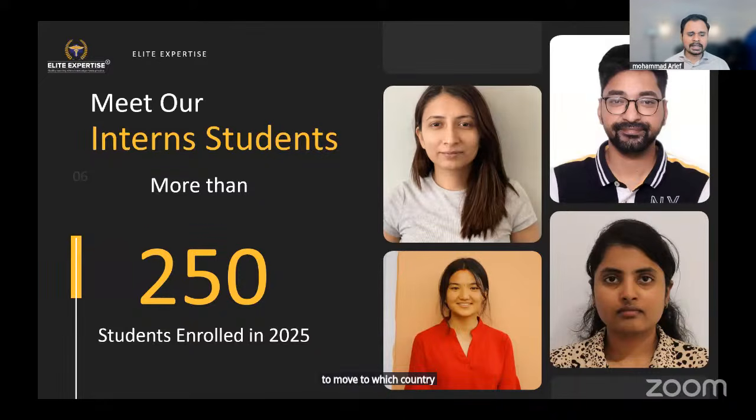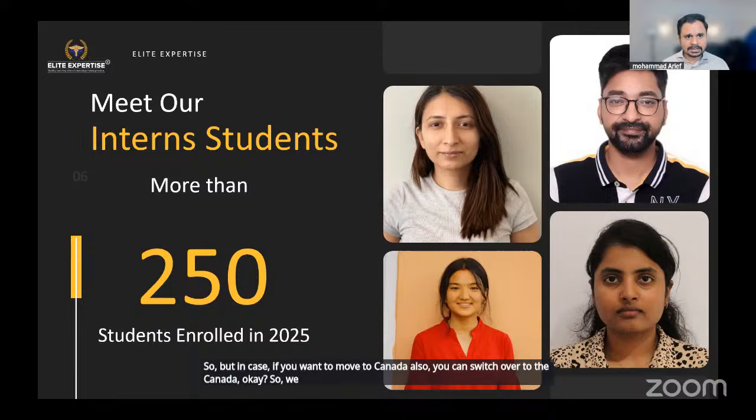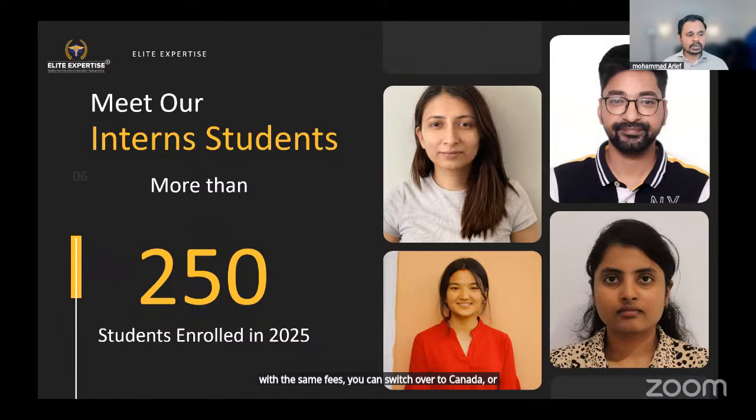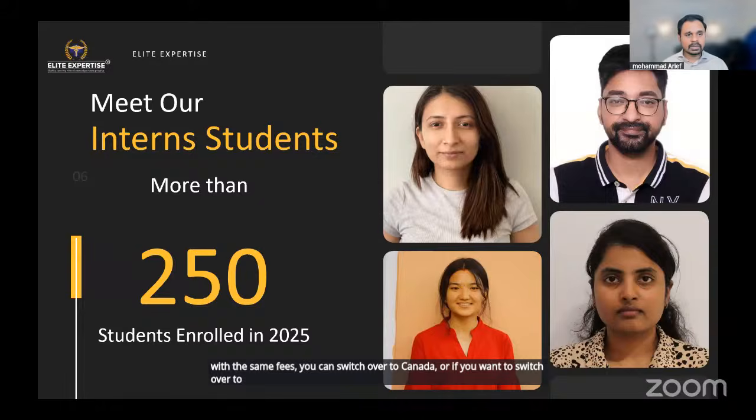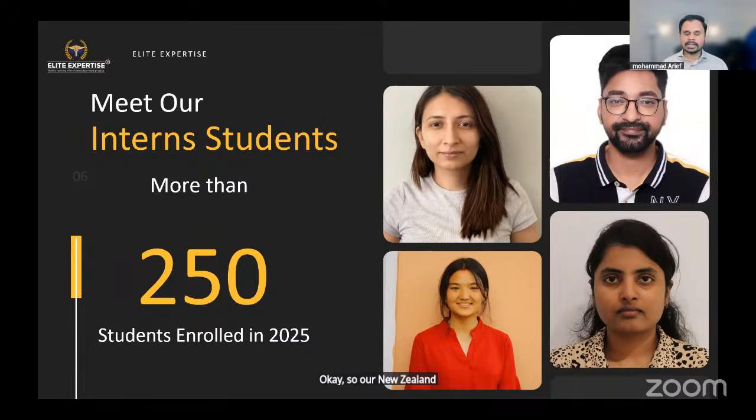So mostly I recommend moving to Australia. But in case you want to move to Canada also, you can switch over to Canada. We don't charge any extra fees for you. With the same fees, you can switch over to Canada, or if you want to switch over to Ireland, you can also switch over to Ireland. Our New Zealand pathway too, it doesn't matter. But at first you can start the preparation so that you will have an idea of everything, like how and what you have to do and so on.